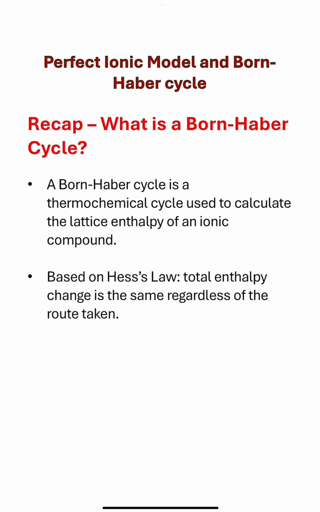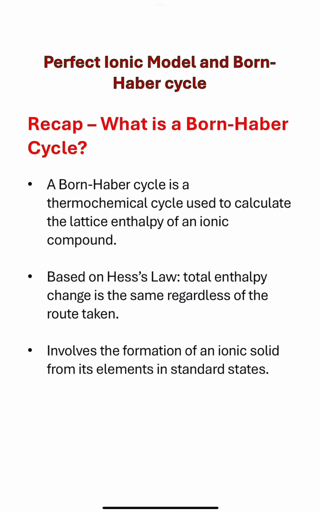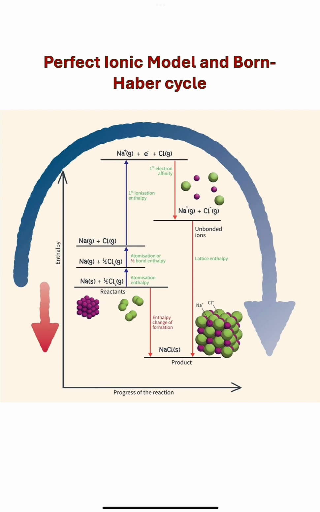It's based on Hess's law, where the total enthalpy change is the same regardless of the route taken. It involves the formation of an ionic solid from its elements in their standard states. So when we construct a Born-Haber cycle, we start off with the ionic compound, which is, for example, sodium chloride.